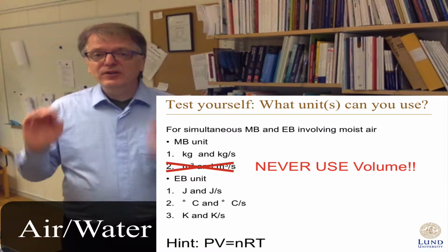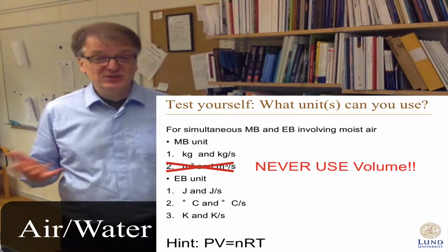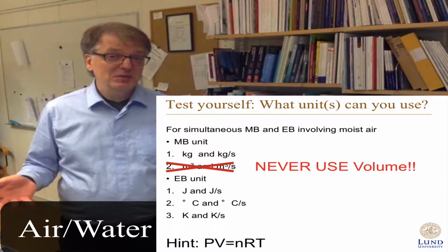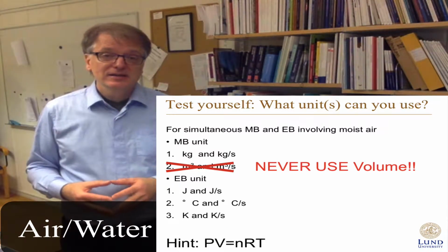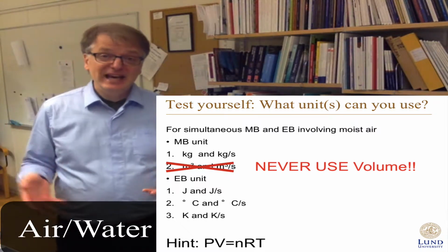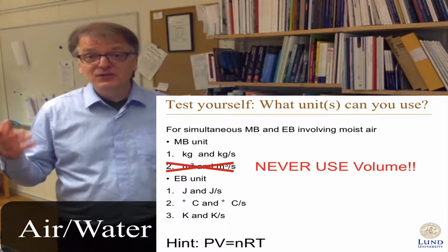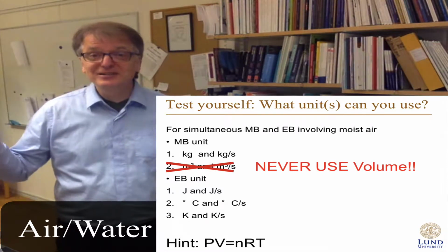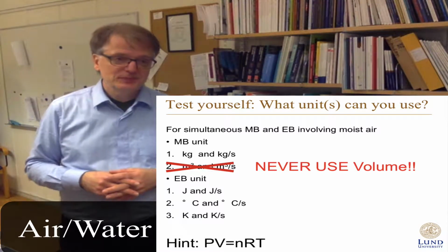What you should never do is to use mass balances in cubic meters or something like that. So cubic meter per second. That doesn't make sense. Especially not if you deal with gases. PV equals nRT, ideal gas law. If you change the temperature, you change the volume, right? So never use cubic meters.